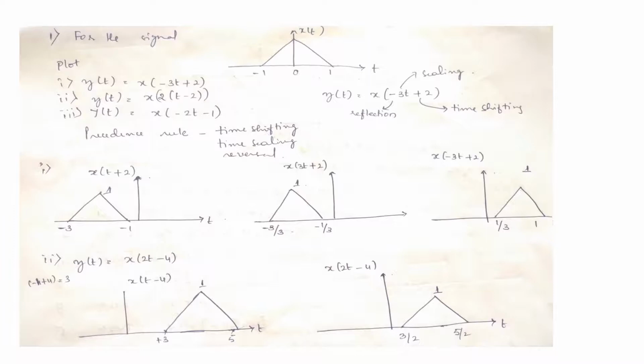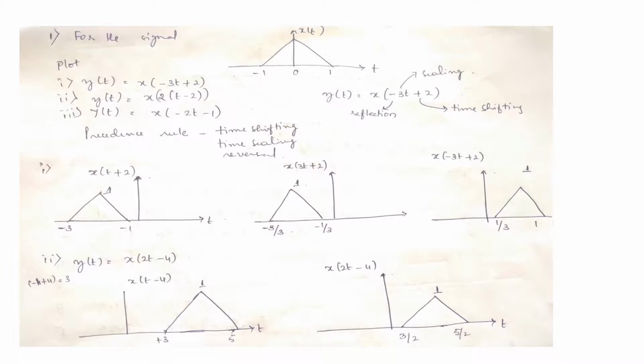Then I have to scale the signal by 3 units. That means the signal is presented at -1 by 3 and -3 by 3, that is -1. And I have to find out the mirror image of that. That means I have to draw it on the right side, the mirror image of x of 3t plus 2.